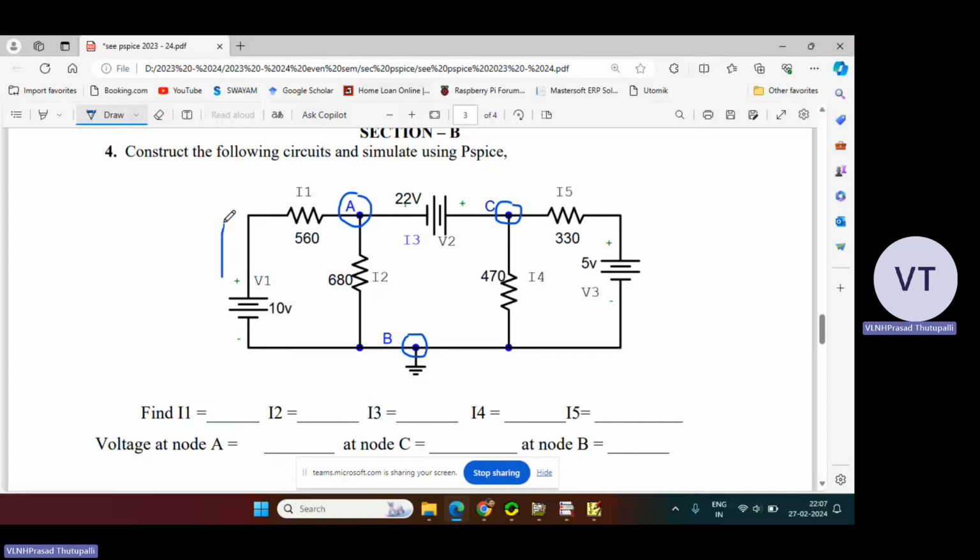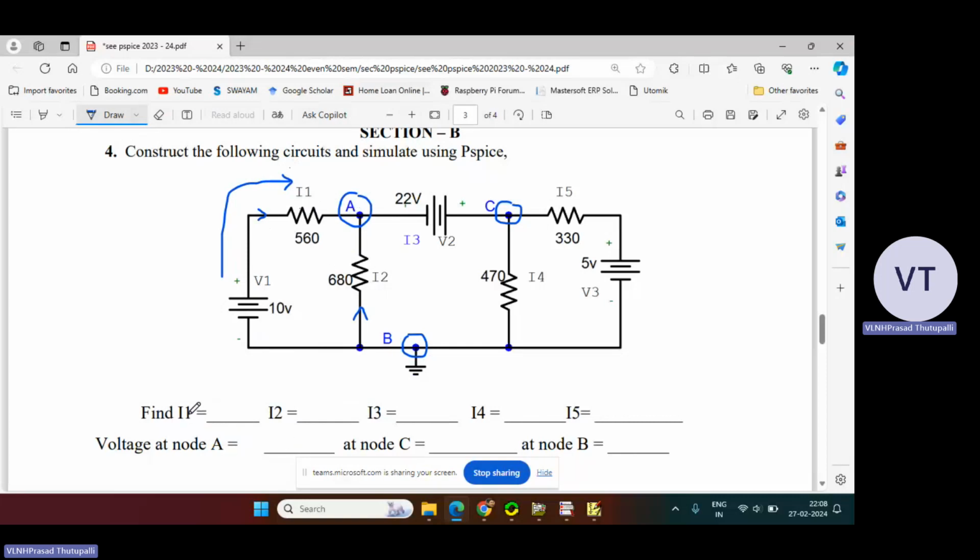I1 is the current flowing through this particular branch. The direction is not specified here. If I put a direction like this, it means the current is flowing from node B towards node A. Now, if I mention the current direction like this, the current direction is going from node B towards node A.